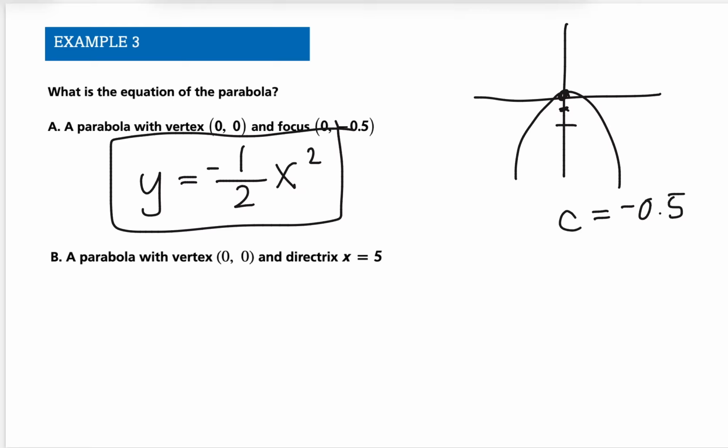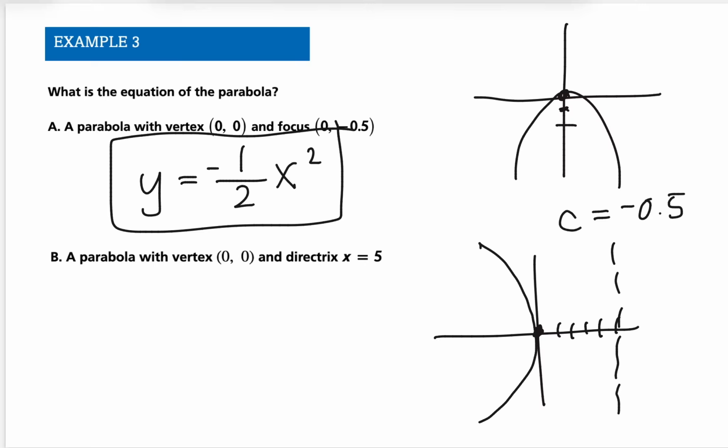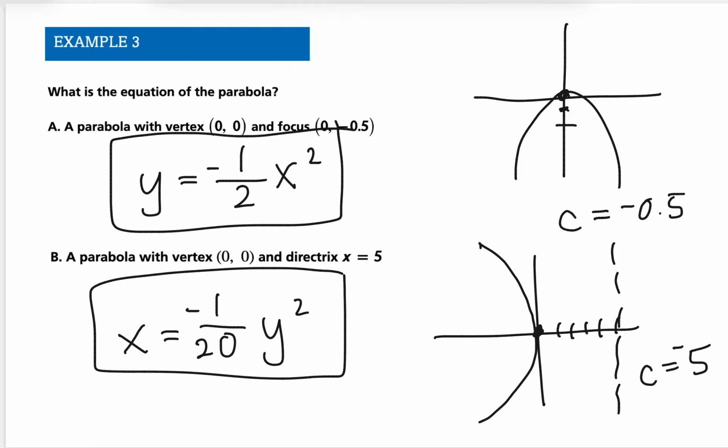And then the next one, a parabola with a vertex at (0, 0). So again, our vertex is at (0, 0), and a directrix at x equals 5. So 1, 2, 3, 4, 5. So this one tells me that my parabola is going to open to the left. And so my C value, the distance has to be the same. So C value is going to be -5, because we're opening to the left. And so this one's going to be x equals 1 over 4 times -5, so it'd be x = -1/20 y squared.